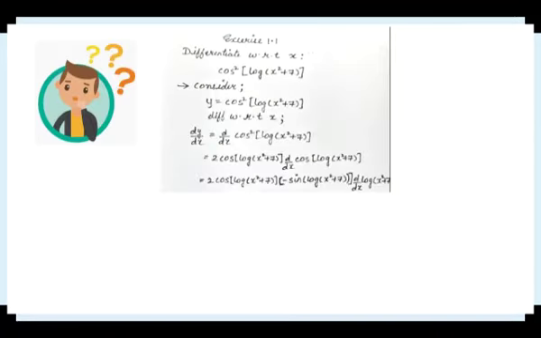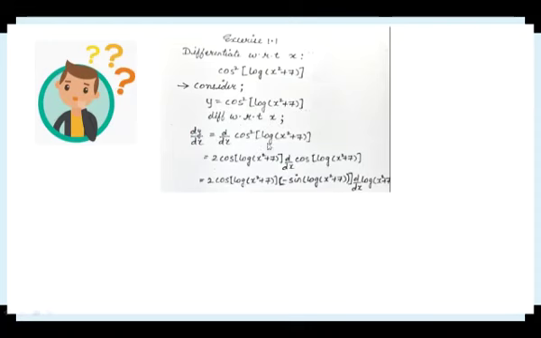The first example is: differentiate with respect to x cos square of log of (x square plus 7). Okay, so what will we be doing in this? First of all, we are going to consider y equal to cos square of log of (x square plus 7). So over here we have to differentiate with respect to x. We can write dy by dx equal to d/dx of cos square of log of (x square plus 7).